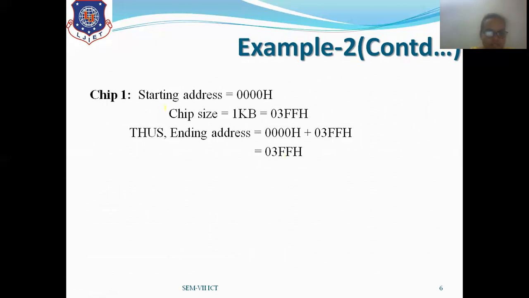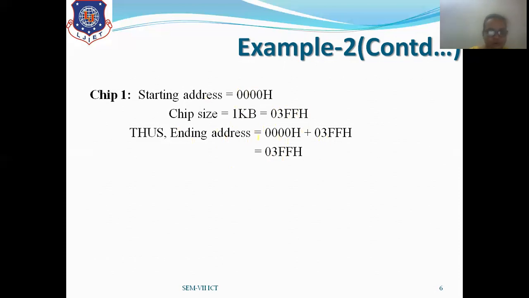So there are 2 chips. For chip 1 the starting address is 000H. It is 1 KB. If you don't know how to calculate, then for 1 KB how many address lines are required? 1 KB, that is 1024, so A0 to A9. So enable A0 to A9 in the memory map and find out the ending address, which is 03FFH. So the ending address will be 000 plus this, that will be the final ending address. Now this is chip 1.